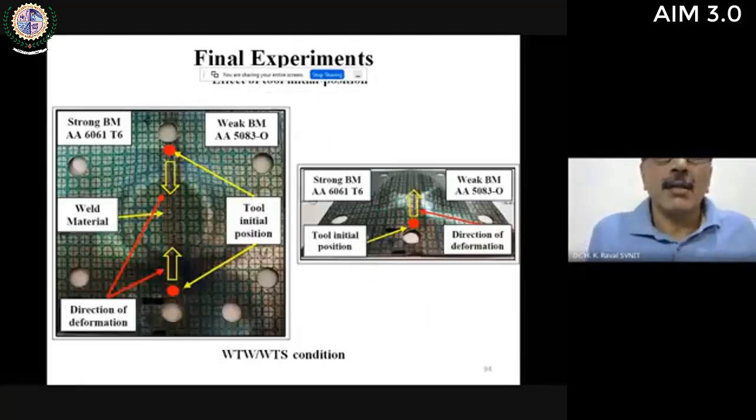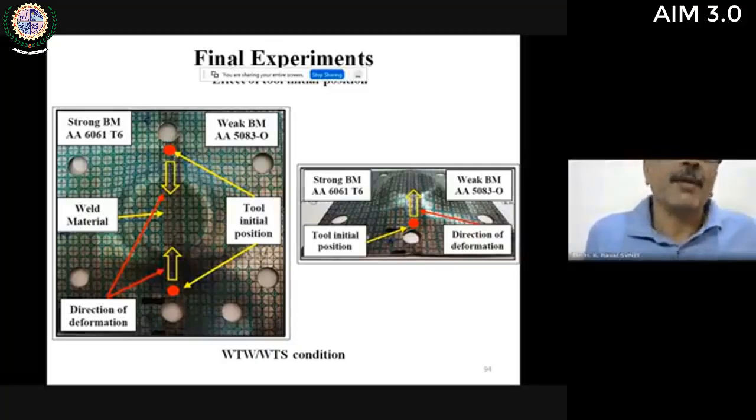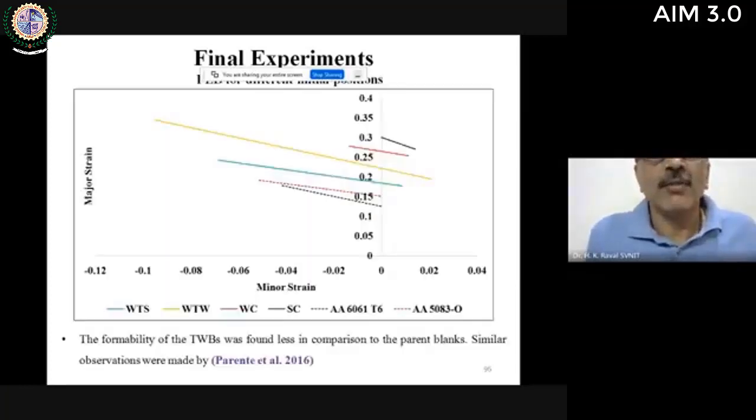This is another picture showing the direction of the deformations. If the tool is on the weld line itself, the action will be along the weld line. But if the tool is orthogonal to the weld line, the action will be orthogonal to the weld line, and that will eventually deviate your final shape from the target geometry. This is already discussed in the simulation results. I am just showing you a few results which we have obtained.